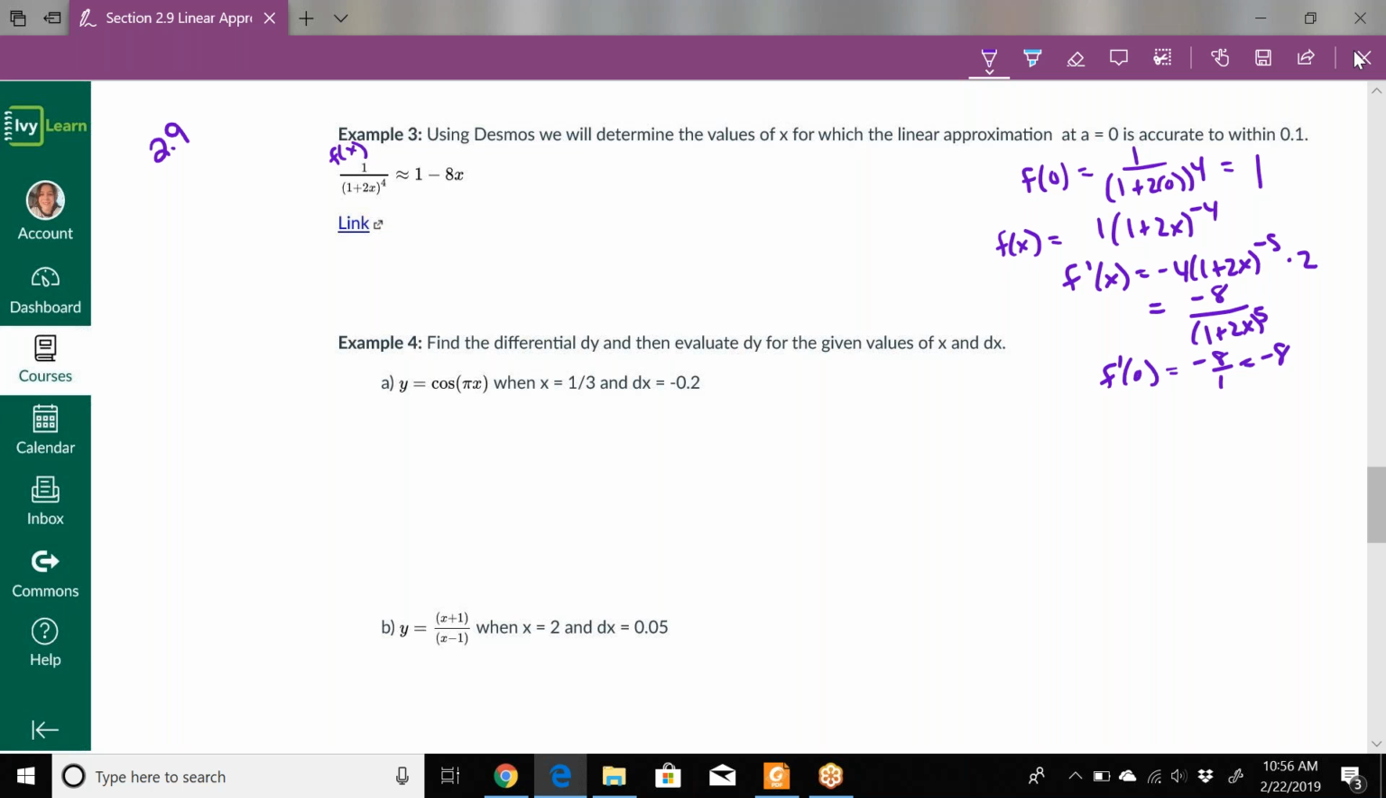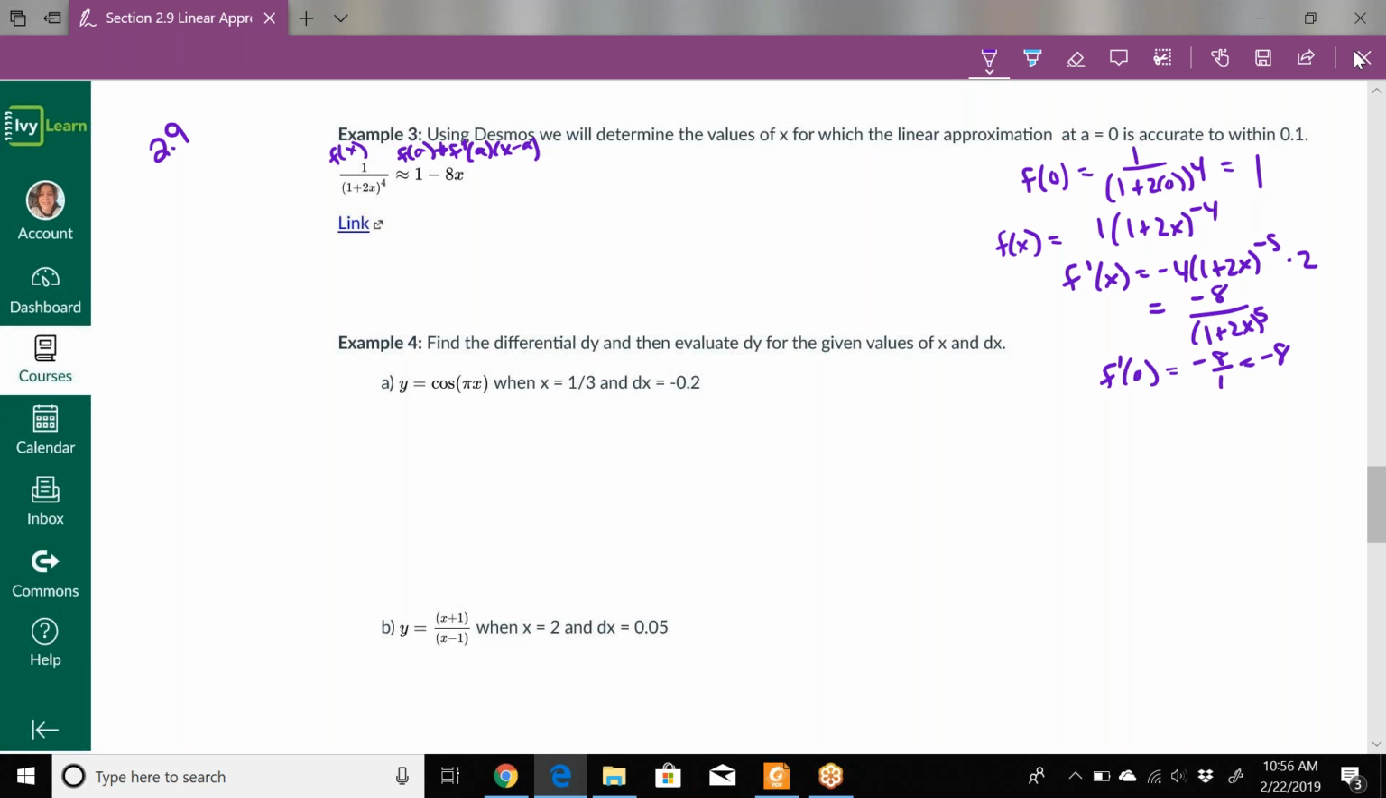So notice that's where they got this from. This is the formula, remember: f of a plus f prime of a times x minus a, where a is 0. So we know that's actually the linearization, or the linear approximation, for this in the neighborhood around 0 that we're going to determine. I'm going to take you to Desmos, and we're going to show you how I could have graphed this and found that interval.